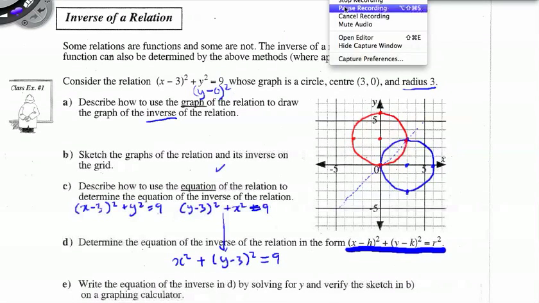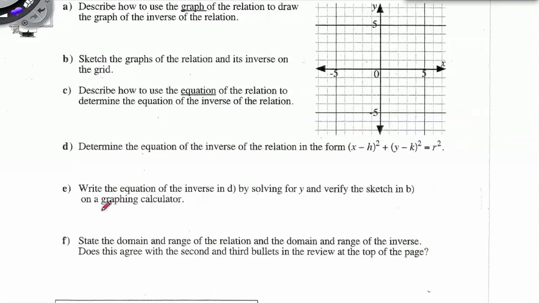Okay, so let's solve this for y. So we have x squared plus y minus 3 squared equal to 9. If we're going to write it in this form, it's basically in that format already, except this 9 should actually be 3 squared. Sorry, we should have that actually. That's the answer that goes up here.